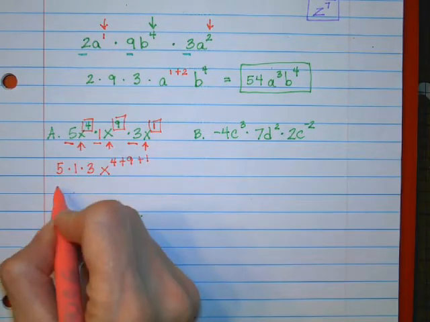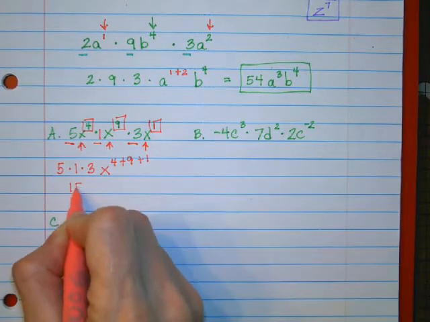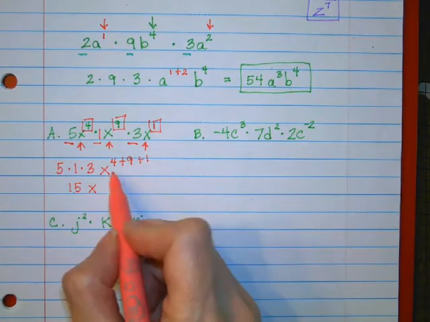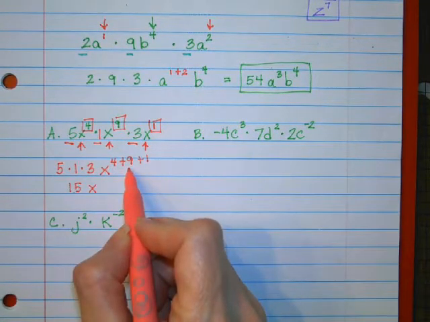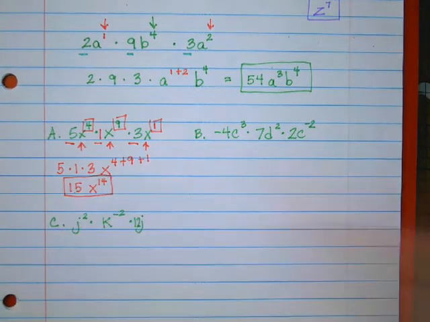So now I've got 5 times 1 is 5. 5 times 3 is 15. I only have one variable, and that is x. So I add 4 plus 9 is 13, plus 1 more makes 14. Final answer. No negative exponents, I leave it as is.